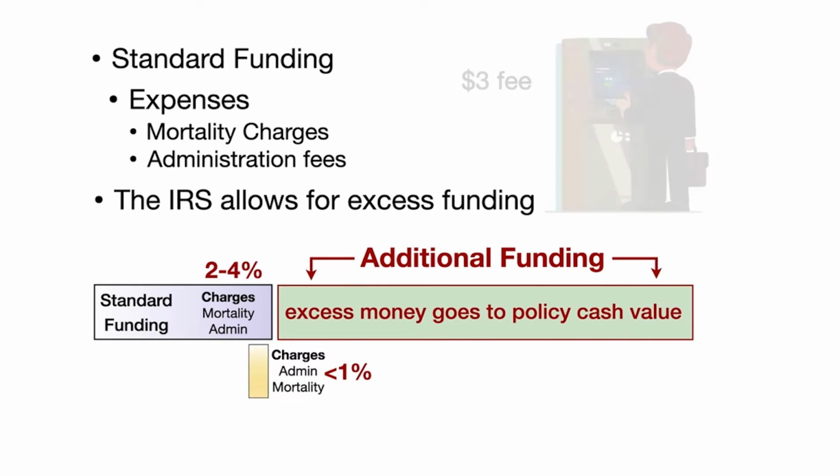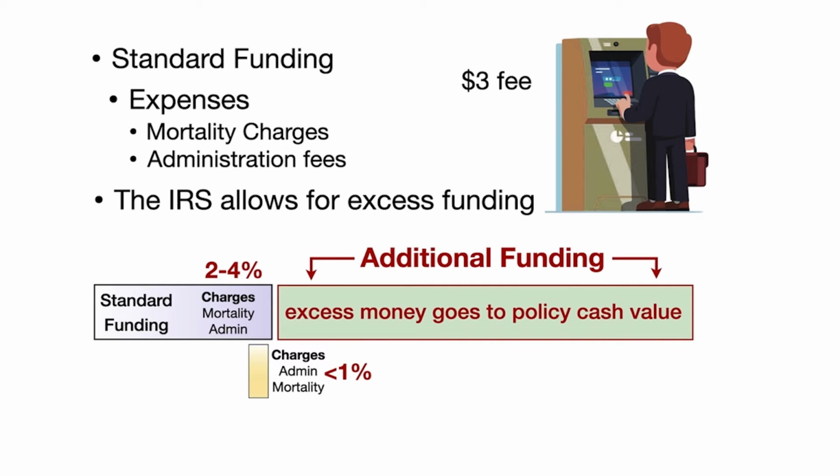Think of base policy charges like using an ATM machine. If you have a transaction fee of $3 and you take out $60, you just paid a 5% fee. But if you take out $300, your fee now becomes 1%. You're just reversing the concept.